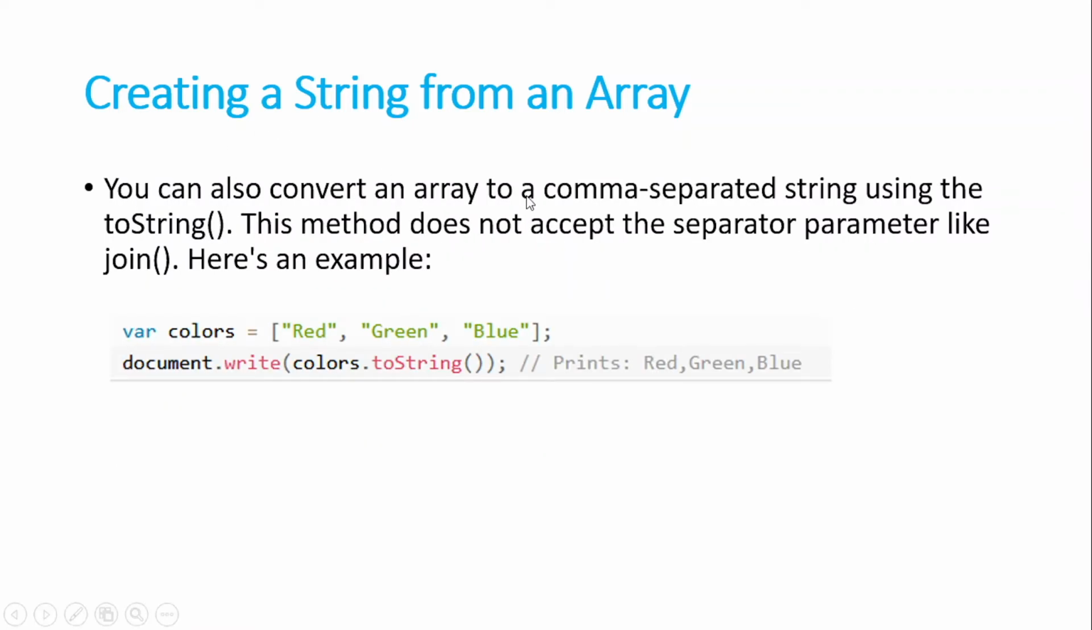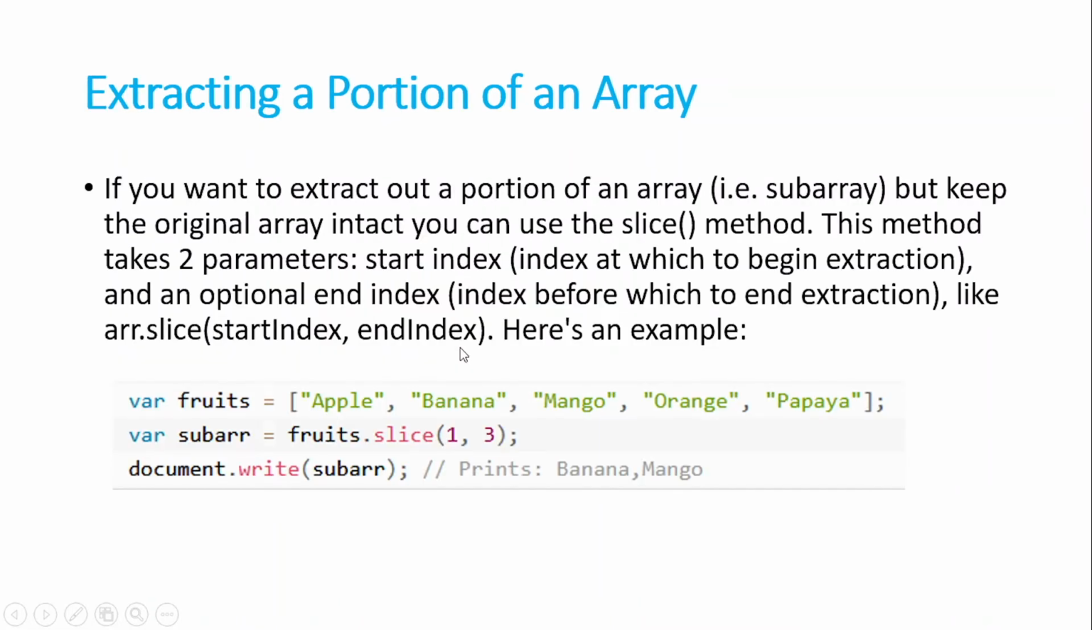You can also convert an array to a comma separated string using the toString method, which we did for numbers as well. This method does not accept the separator parameter like join. So you cannot specify any separator in this toString method. Instead, it will automatically take comma as a separator and give you the result as a string. So now you can see we just added the toString method on this colors variable. This toString method will give you the string with comma as a separator between the elements.